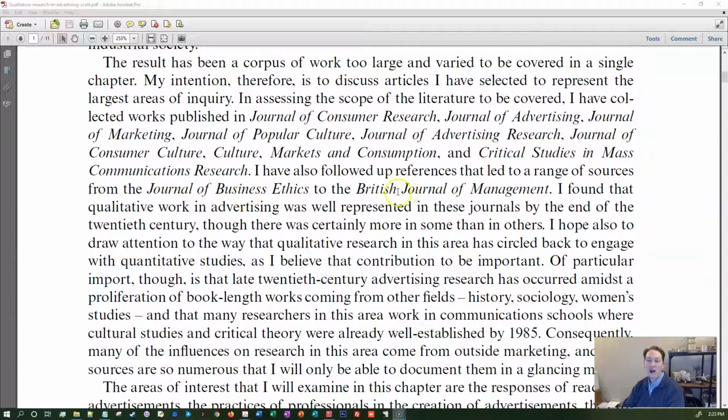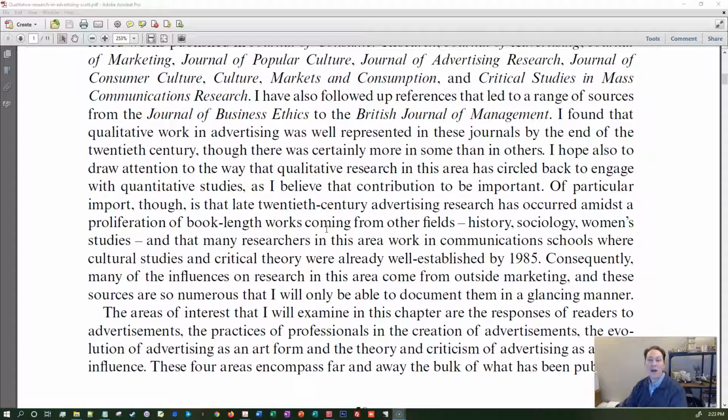And part of the problem is that qualitative research has never been taken as seriously in a lot of the journals as quantitative research has. And so she's arguing that, yes, there is actually an important history here, particularly in the realm of advertising, and let's understand a little bit more about how qual fits in.